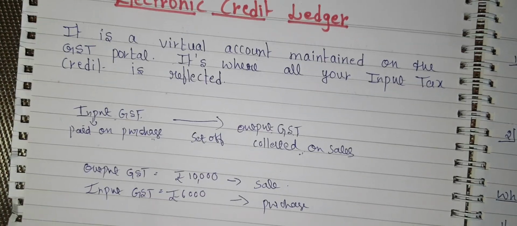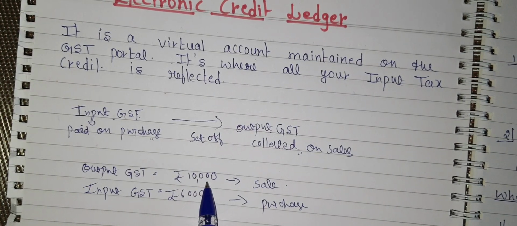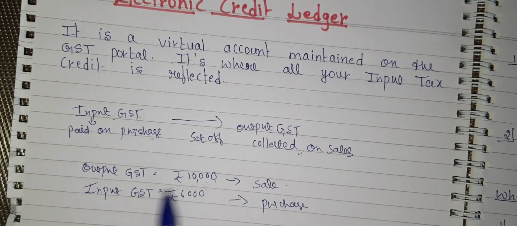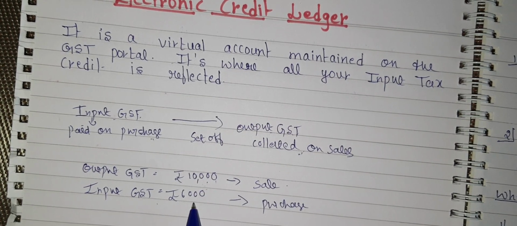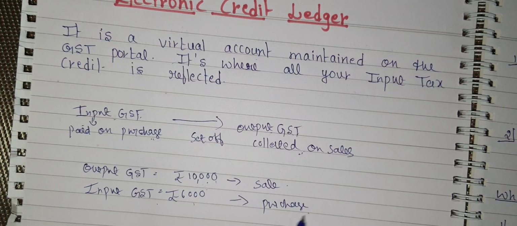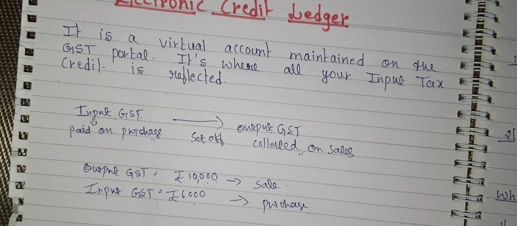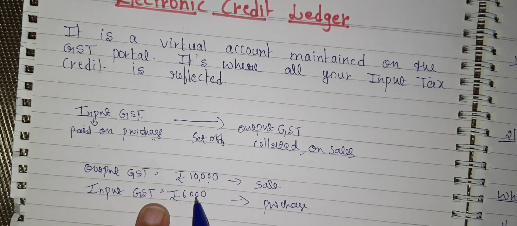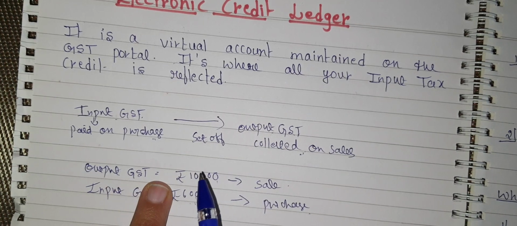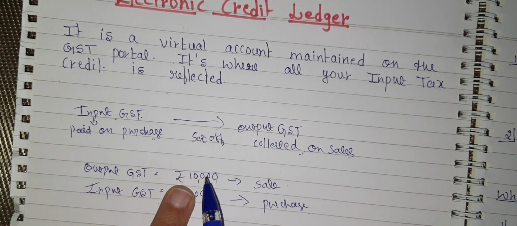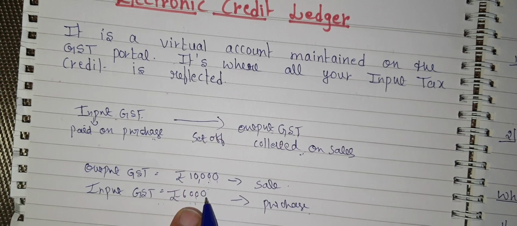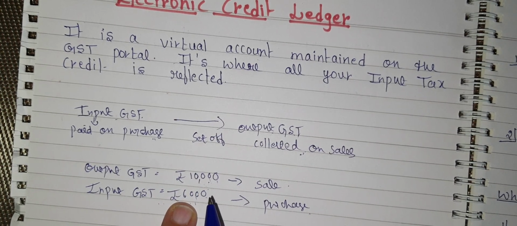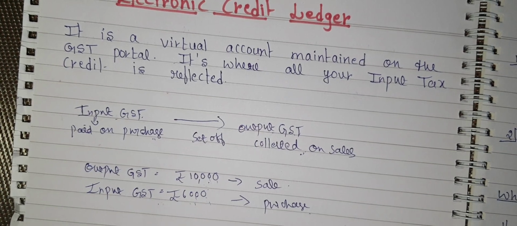For example, output GST is rupees 10,000, collected on sale. And input GST is rupees 6,000, paid on purchase. And net GST payable is 10,000 minus 6,000, that is rupees 4,000. Here we have utilized input GST to set off against output GST. Here we need not pay the full amount of rupees 10,000, because we have already paid rupees 6,000. So only rupees 4,000 we need to pay to the government.